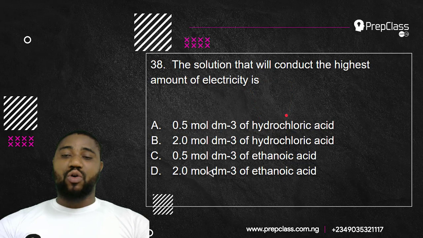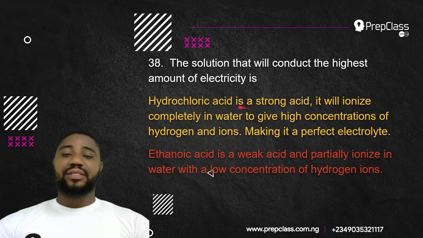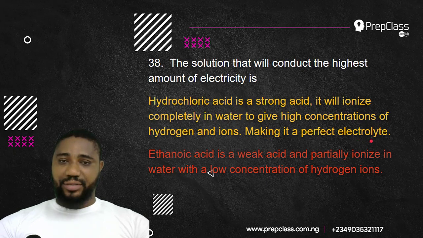Now that simply means we are considering between hydrogen chloride and ethanoic acid. Look at what I said: hydrogen chloride, or hydrochloric acid, is a strong acid. It will ionize completely in water to give a high concentration of hydrogen ions and anions, making it a perfect electrolyte.